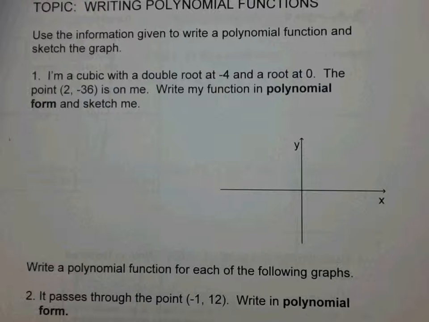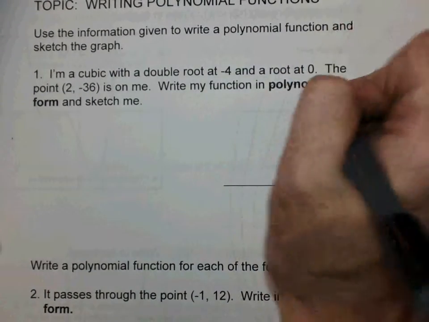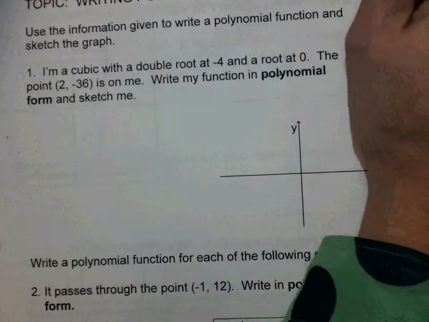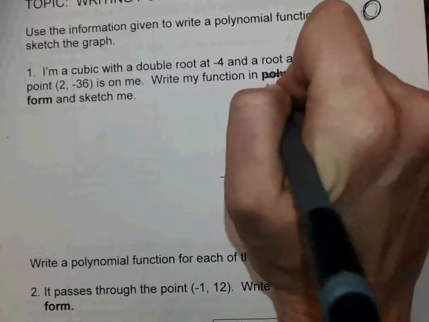Because when you write the equation, it will be in factored form. It's not like I'm telling you to write it in polynomial form and then factor it. It'll already be in factored form when you're done. So you don't have to write it in polynomial form. We're just going to write it in factored form.